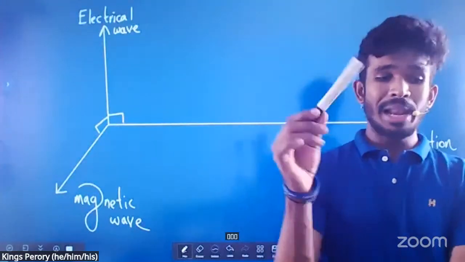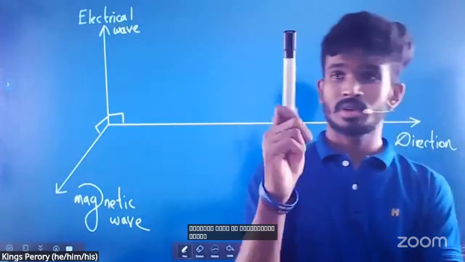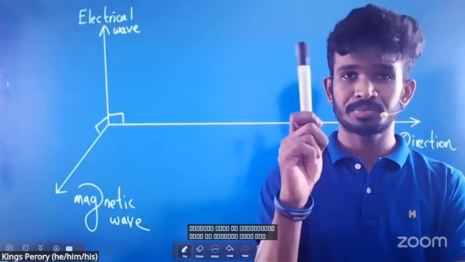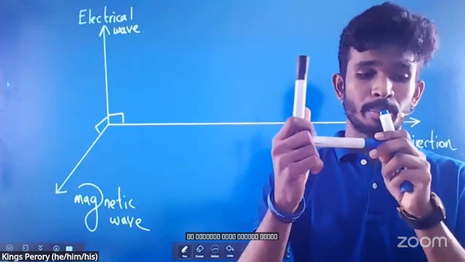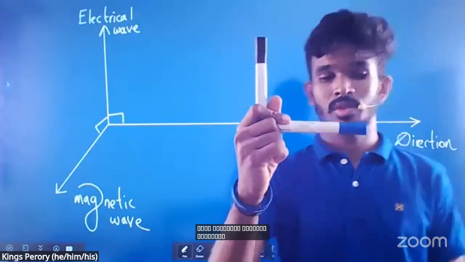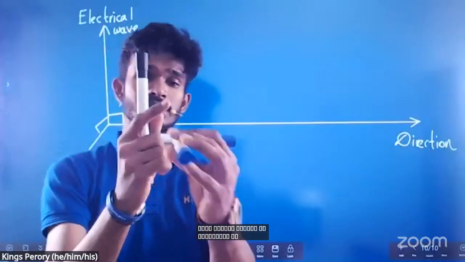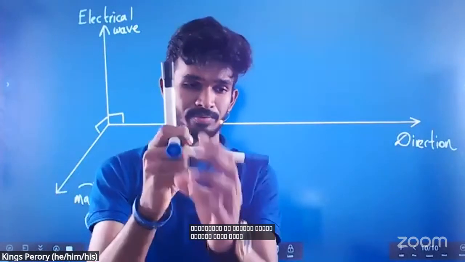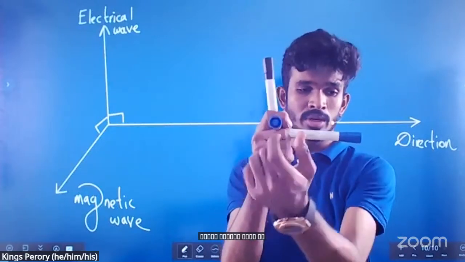I'll use this black marker pen as the electrical wave. This is the axis of electrical wave. I'll use this blue marker pen to represent the axis of direction. This is the direction in which wave is going to propagate. The z-axis, its axis is like this. See, coming out of the board and going into the board.